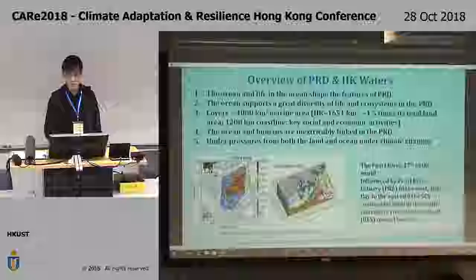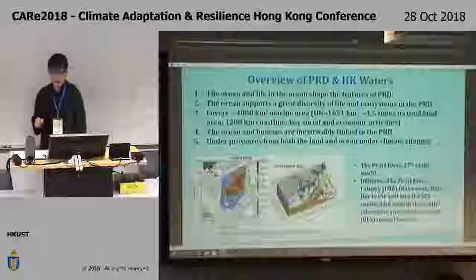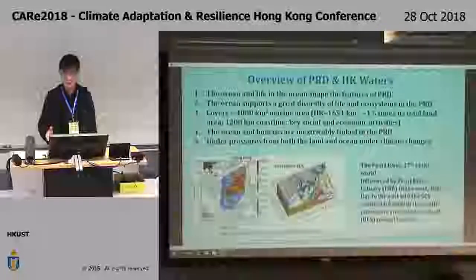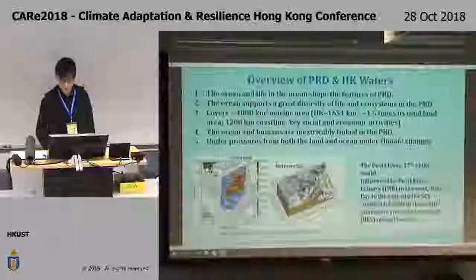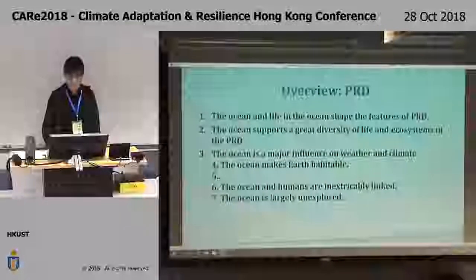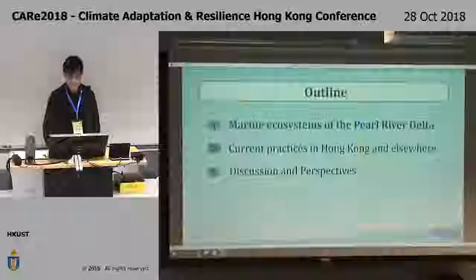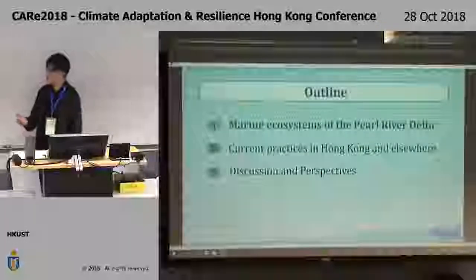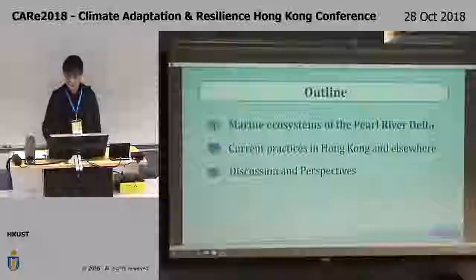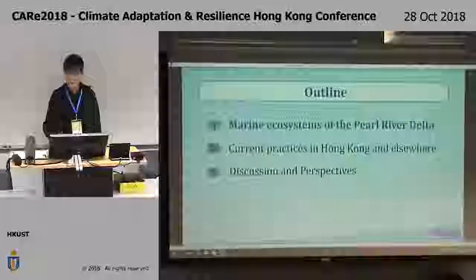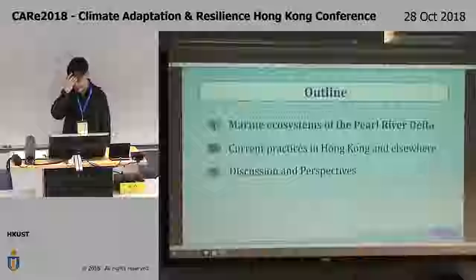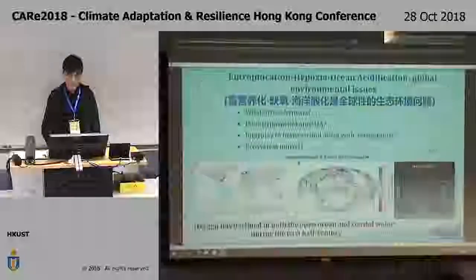The ocean and humans are inextricably linked in this delta area, under pressure from the land, the ocean, and climate change. That's one of the themes of this conference. So this is an overview. I will walk you through the marine ecosystem of the Pearl River Delta and give you some perspective on ocean acidification, eutrophication, and climate change. Then the current practice, in my understanding, in Hong Kong and elsewhere, and some case studies. So I put some discussion in perspective.